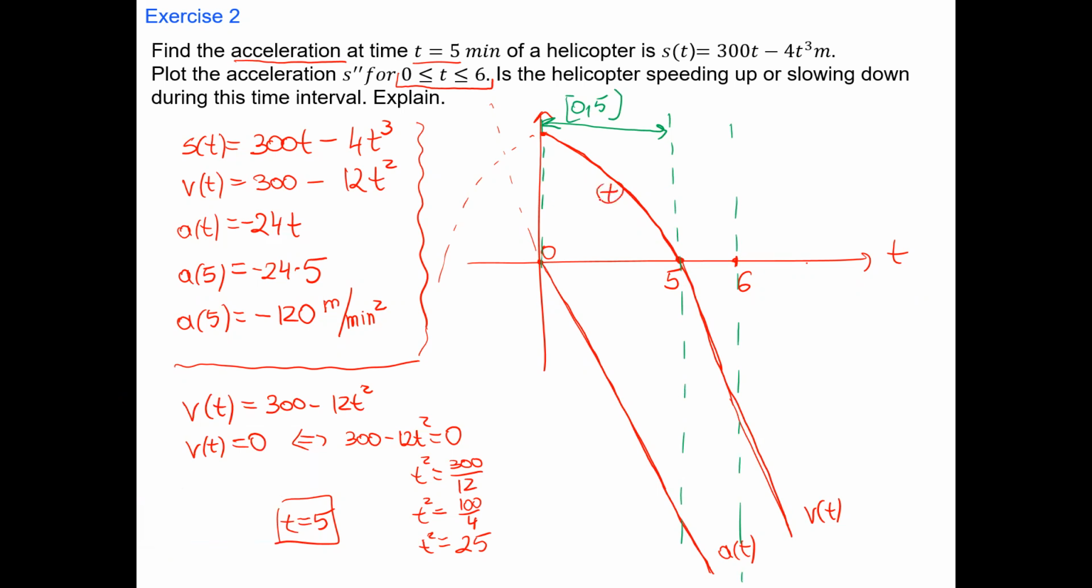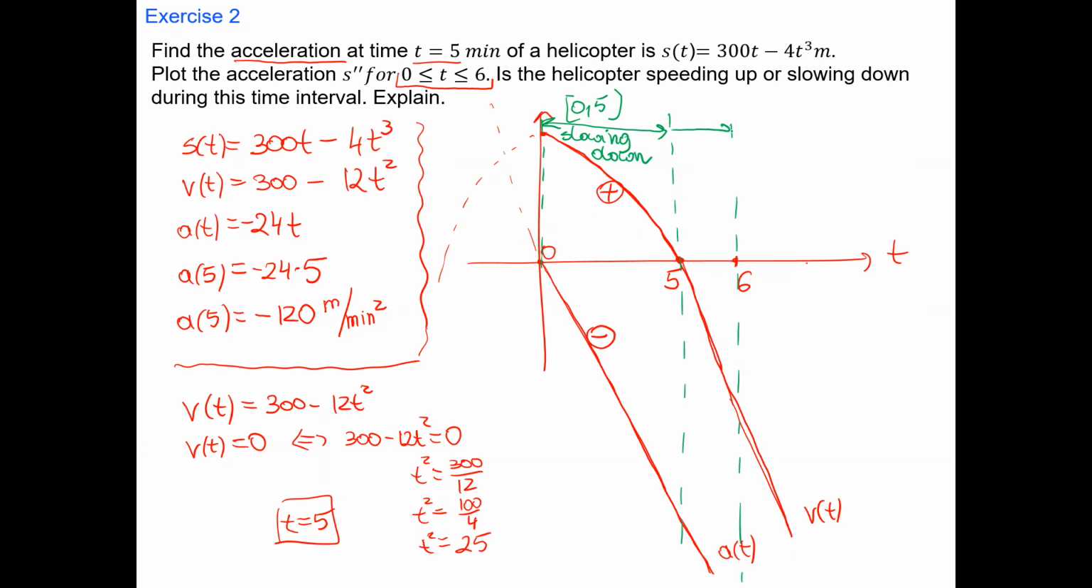On that time interval between 0 and 5, we may notice that velocity is positive, right? Velocity is positive and acceleration is negative, above, below. Then this is the case for slowing down. You can see how nice we can do. Yes, the helicopter is slowing down.